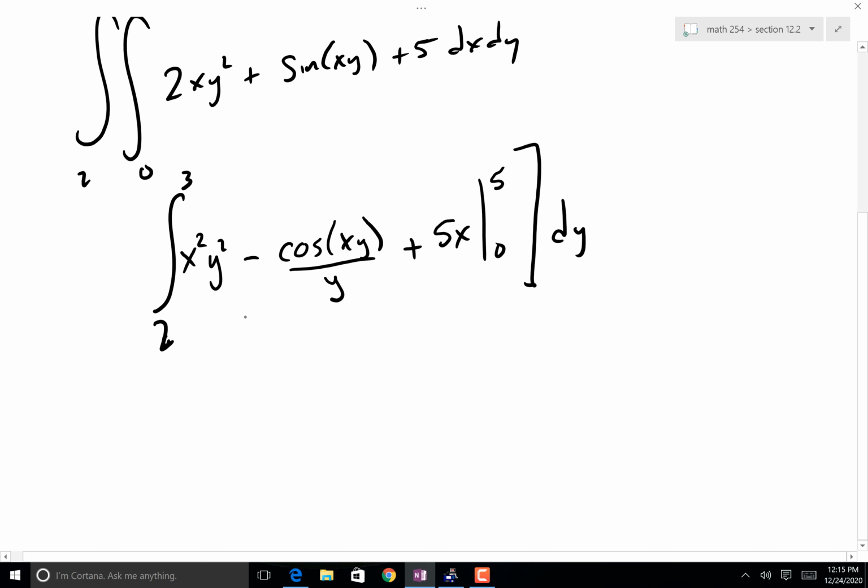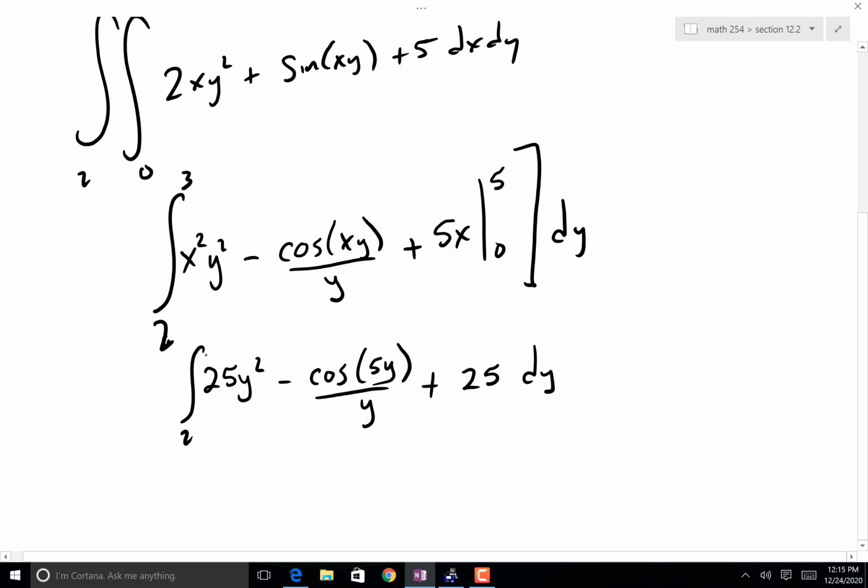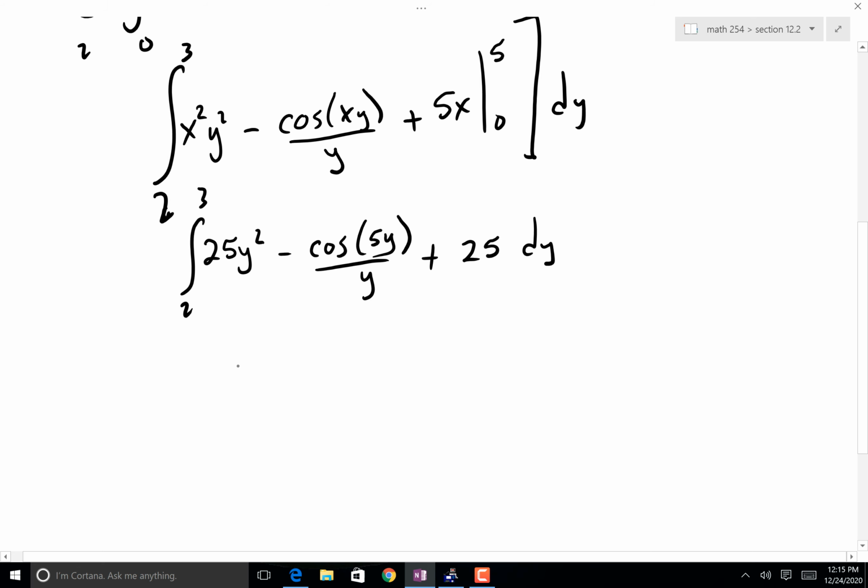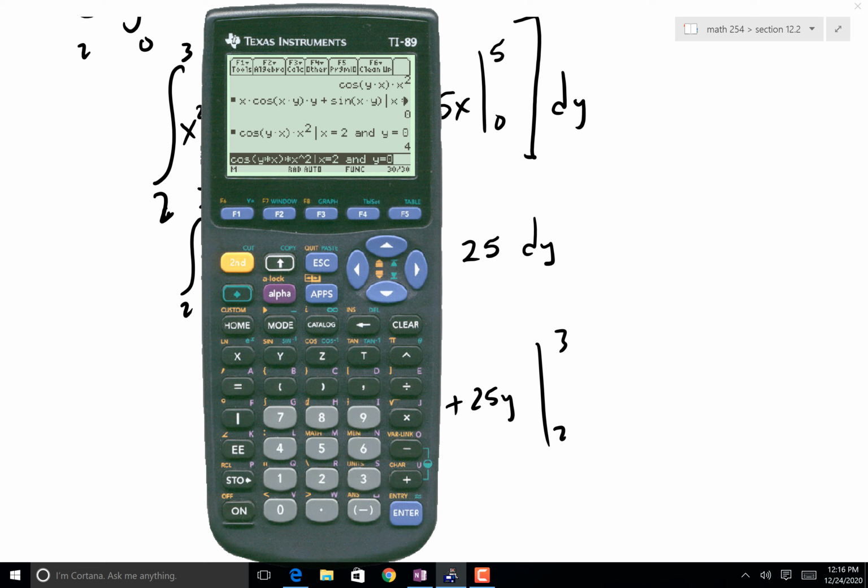So notice that on the top end, we plug in a 5, we're going to get 25y squared. We're going to get minus the cosine of 5y over y plus 25. I don't know if I can do this middle one by hand, but I'll try it. So it's going to be 25y cubed over 3 plus 25y. Nope. Nope. That one's killing me. I'm not going to fool with that one.